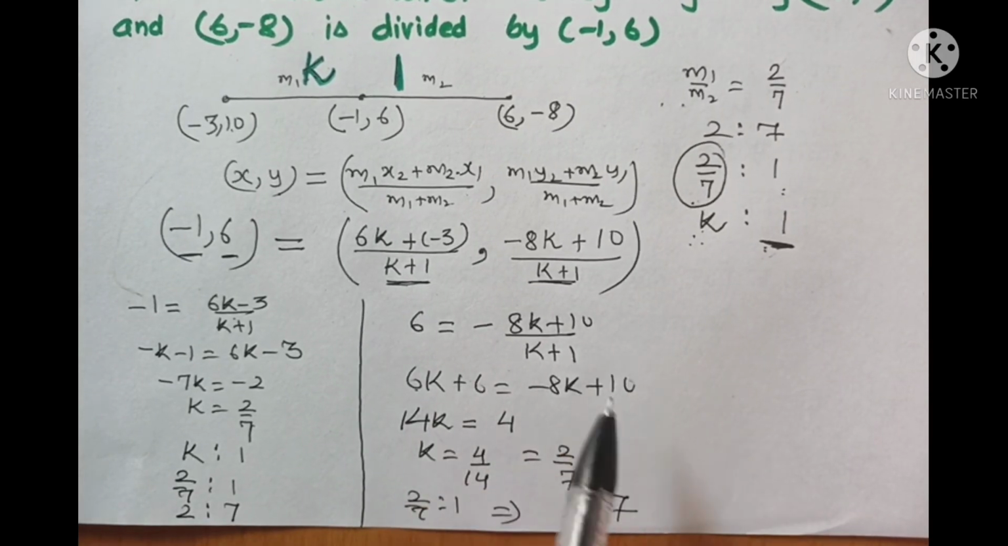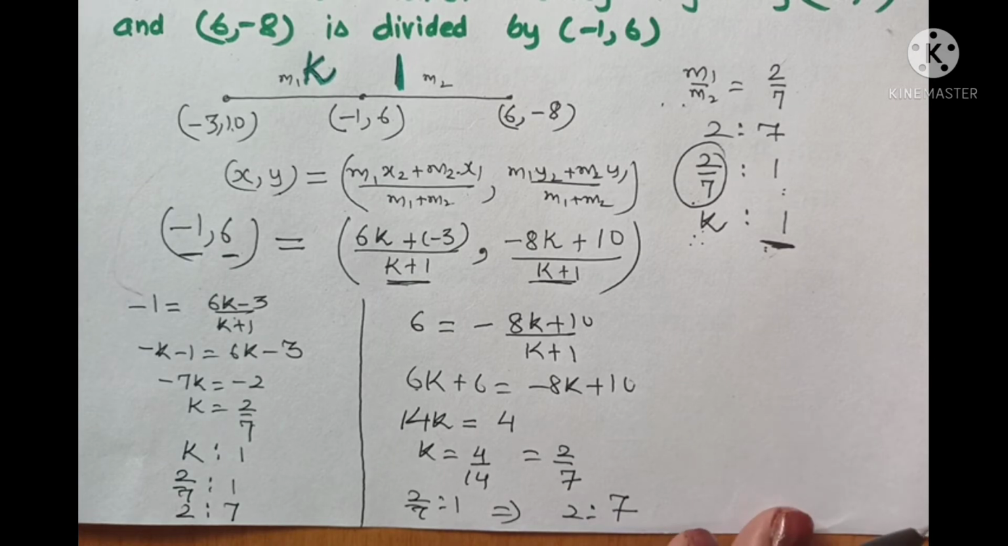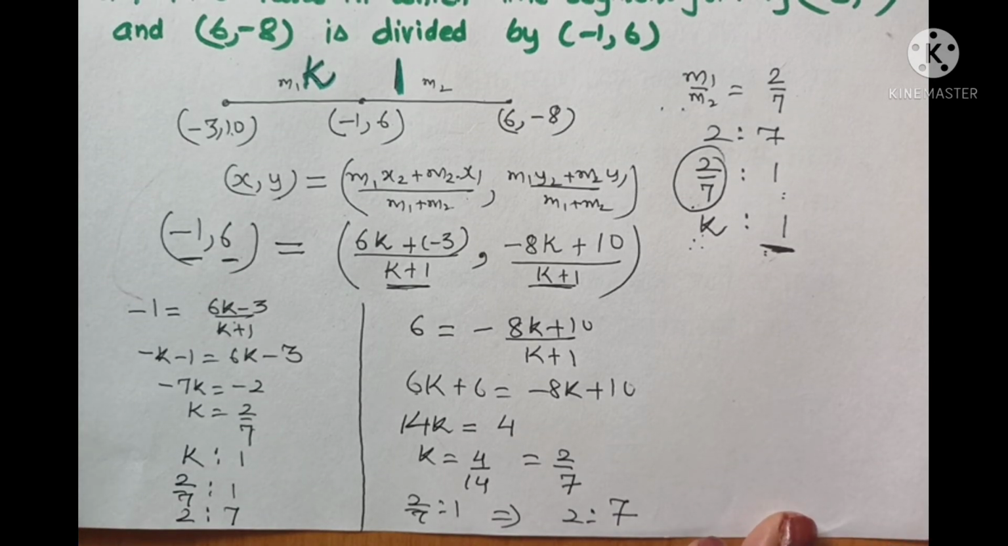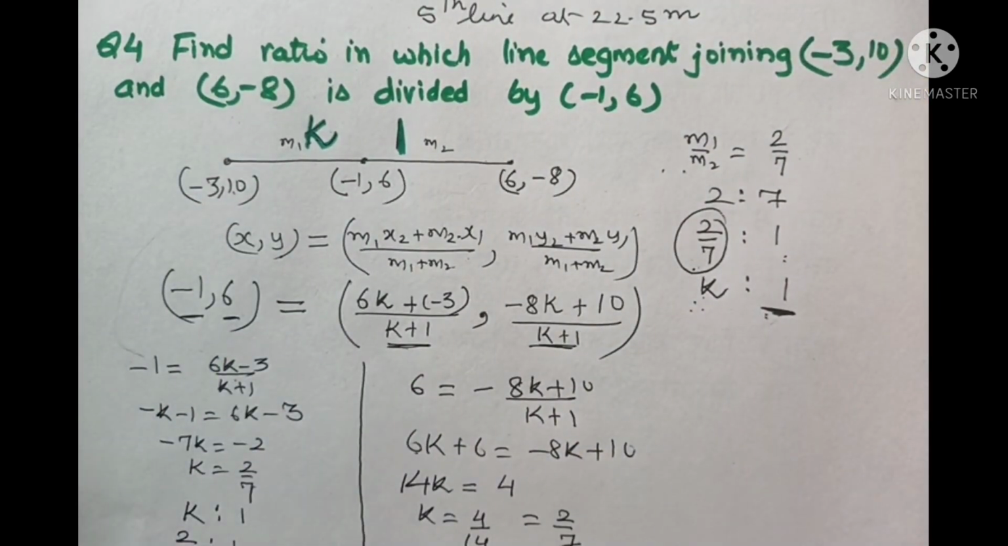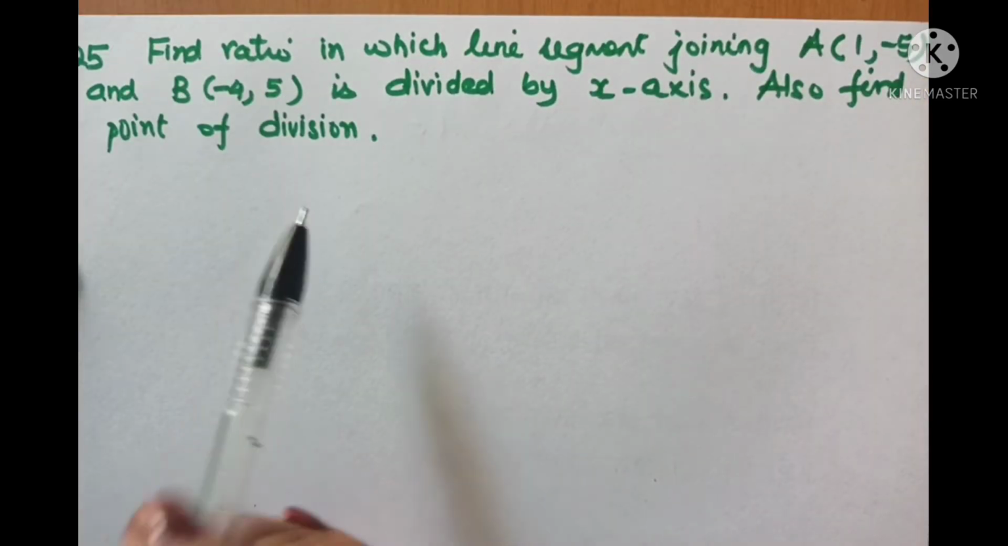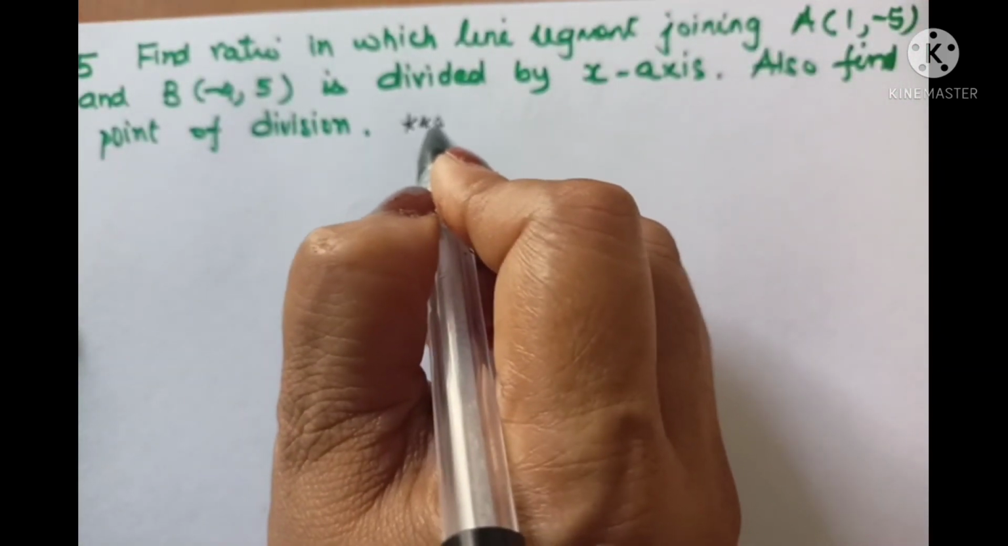So, this is also useful when one of the coordinates is 0, which we shall do further in the forthcoming questions. So, I hope you understood this question. It's a very, very important concept, using k ratio 1. Question number 5 is the second most important question after question number 2.